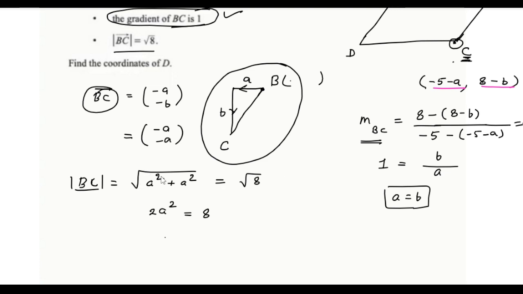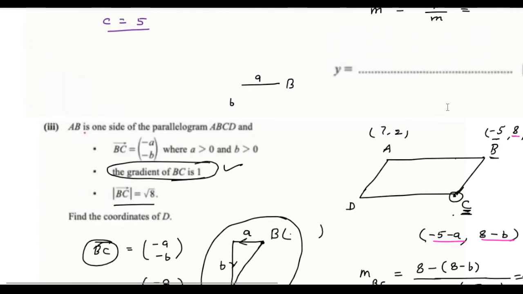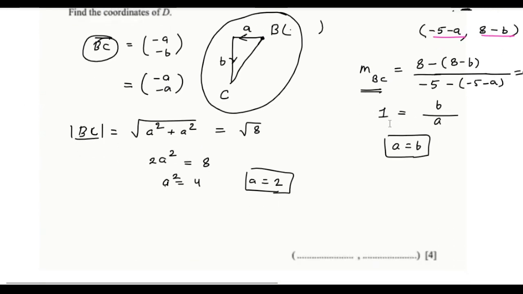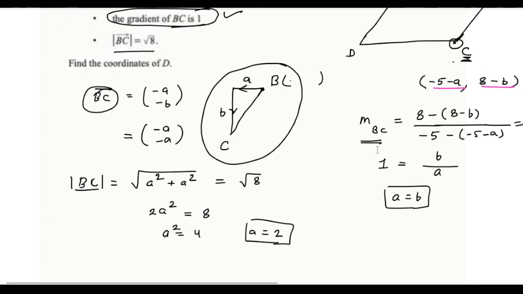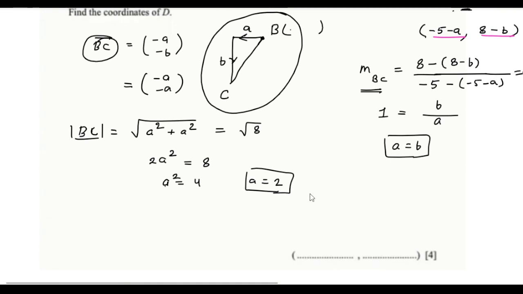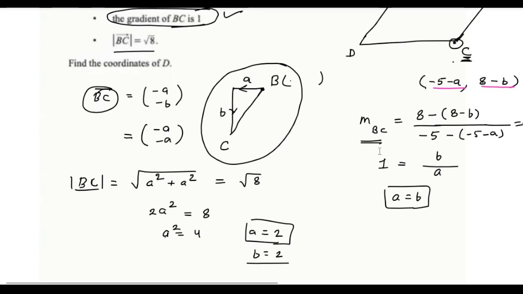Square root you cancel from both the sides, yes. And from here you can get a square as 4, and from here you get a is equal to 2. Now I'm not taking minus 2. Why? Because the problem already mentions that a and b are greater than 0. So as you got a, you can say that b is also 2. A and b are equal.